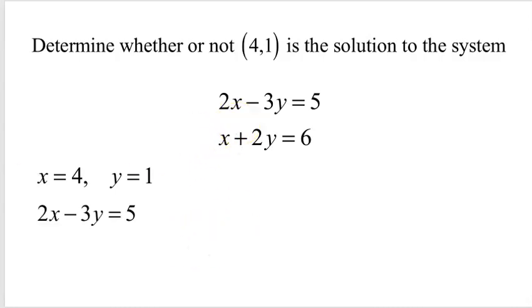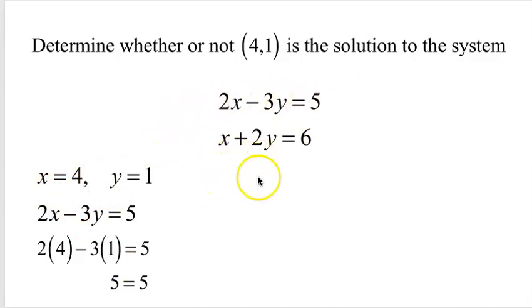So my first equation is 2x minus 3y equals 5. Plug 4 in for x, plug 1 in for y. So 2 times 4 minus 3 times 1. Is that 5? 2 times 4 is 8. 8 minus 3 is indeed 5. So that gives us a true statement. So plugging (4, 1) into the first equation results in a true statement, which tells us that (4, 1) is a point included on that line.